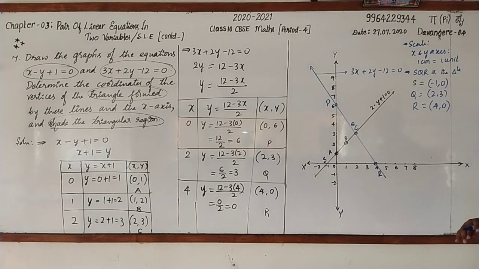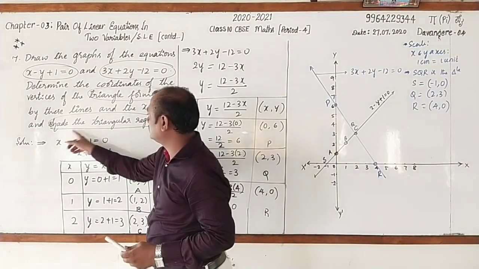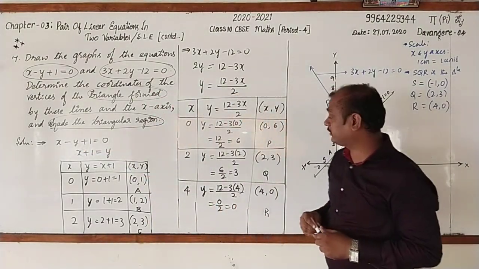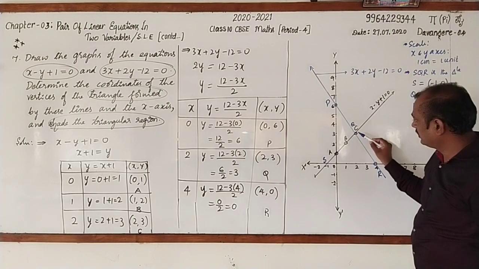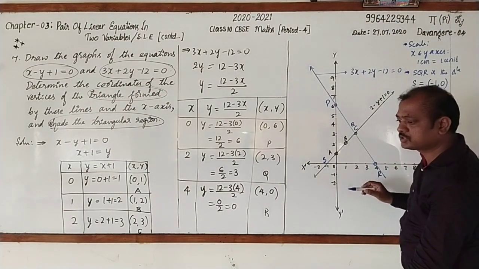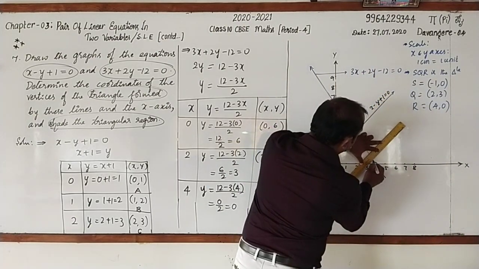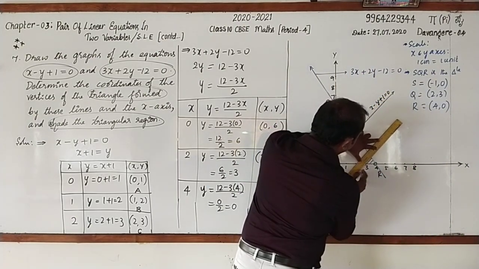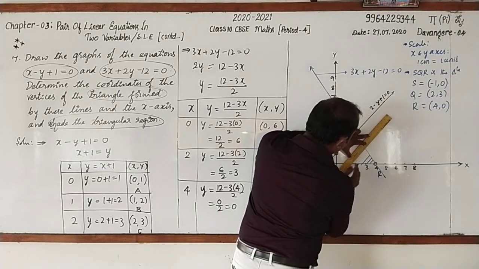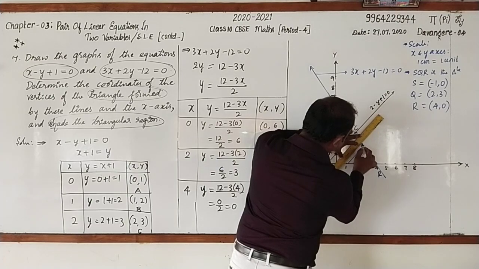Clear? Next, what is the third sub question? The third sub question is shade the triangular region. Here, what is the triangular region? Yes, SQR. I am going to shade it. So, let us go for drawing the lines to shade. This is the way you can go for shade. Just keep observing.